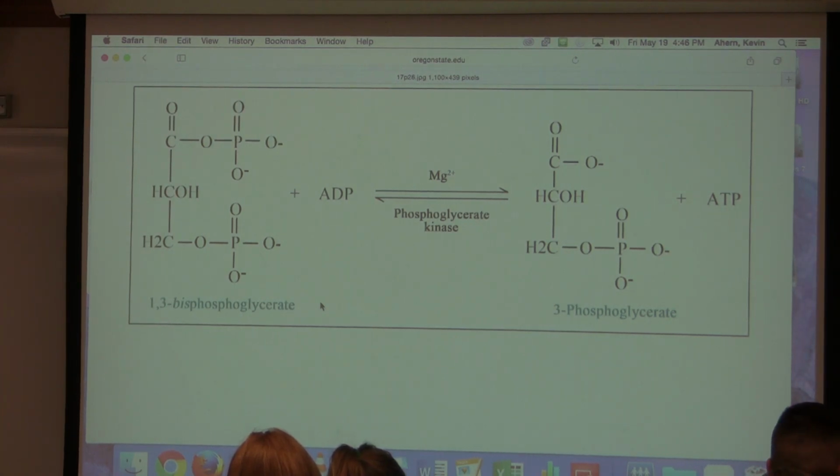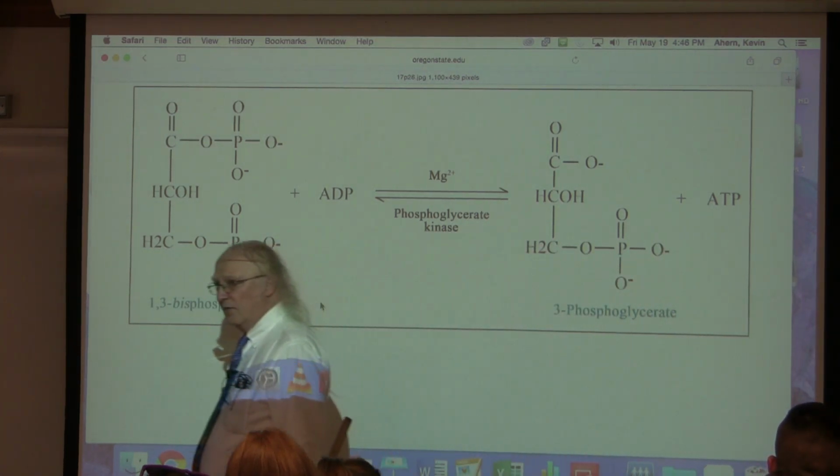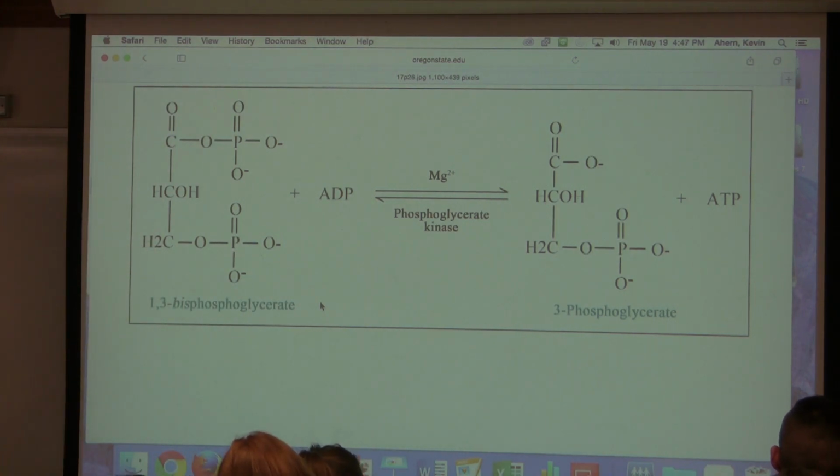Most of the ATP that's made in cells is not made in this way. Most of the ATP that's made in your cells is made by a process called oxidative phosphorylation. I'll repeat that because that's a very important name: oxidative phosphorylation.